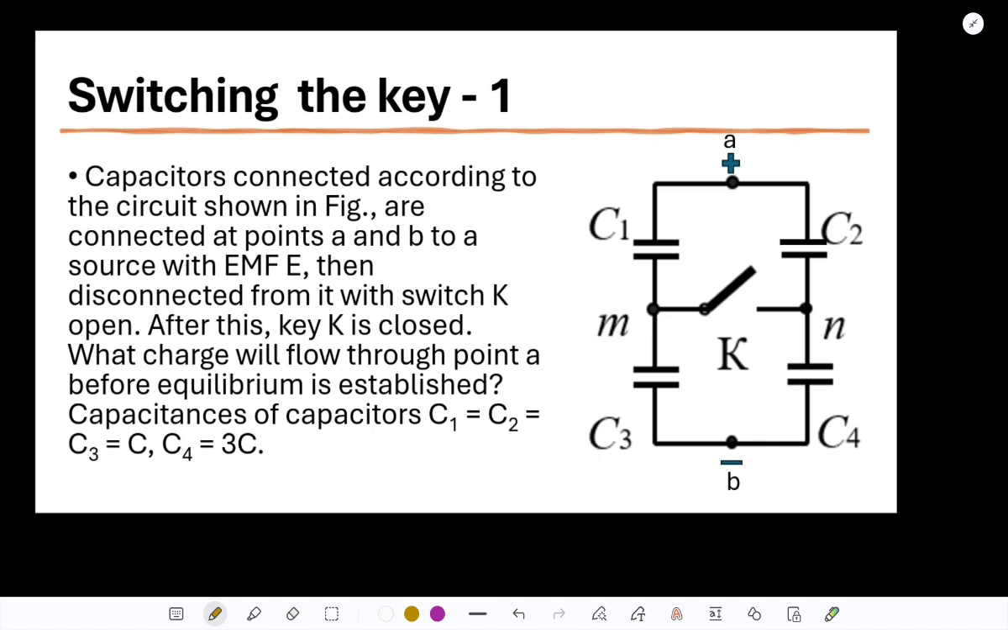Focus on the statement of the problem that says capacitors connected according to the circuit shown in the figure. I can see there are four capacitors C1, C2, C3 and C4, and they are connected at points A and B to a source of EMF E. So a battery is being connected like this, and then disconnected from it, with switch K open. Well, after this key K is closed, what charge will flow through point A?